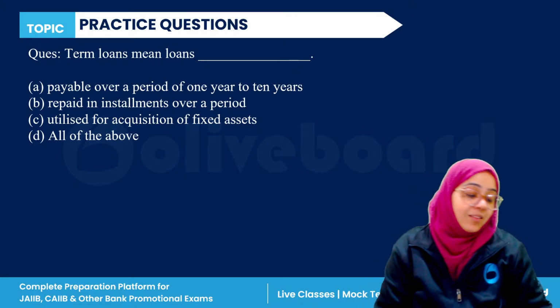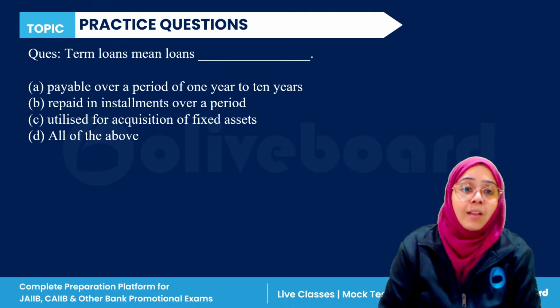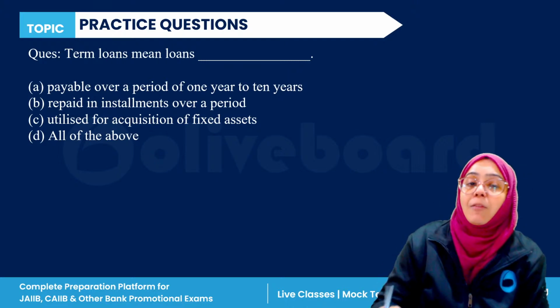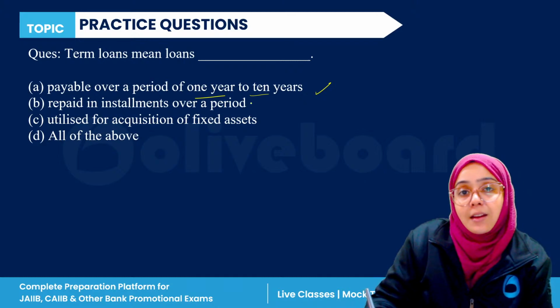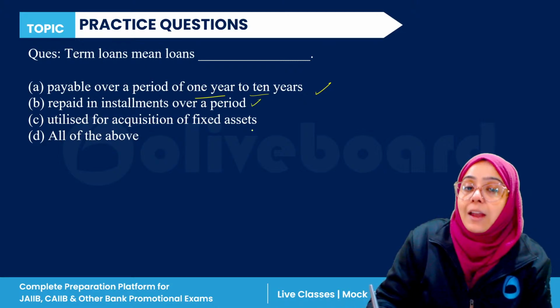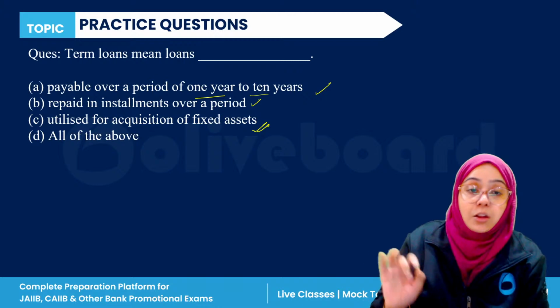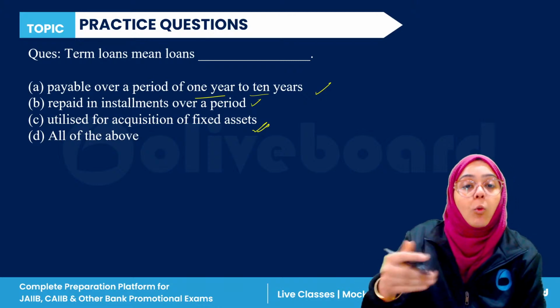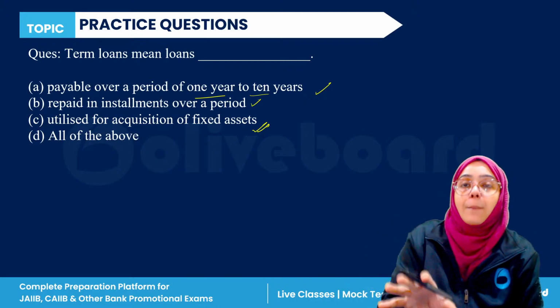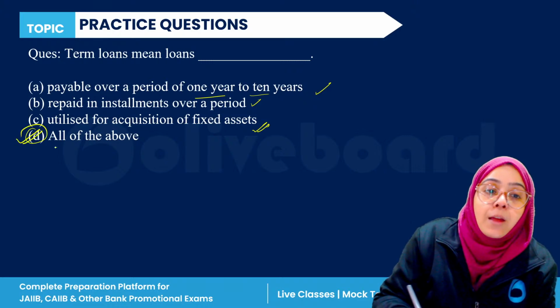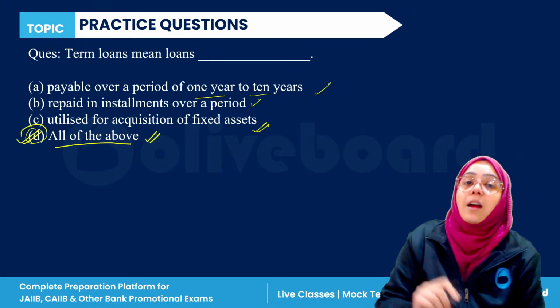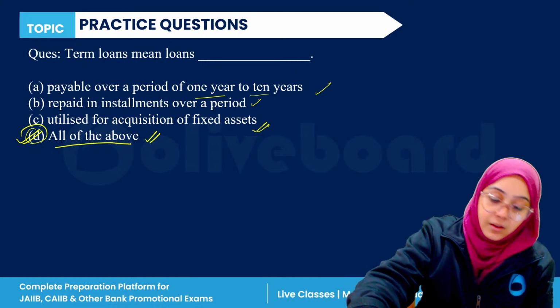Term loan, first of all, is payable over a period of 1 to 10 years, correct. It is repaid in installments, true. It is utilized for acquiring the fixed asset, correct. So term loan is used for acquiring the fixed asset, whereas working capital is for day-to-day transactions. So all of the above, D, is the correct answer.